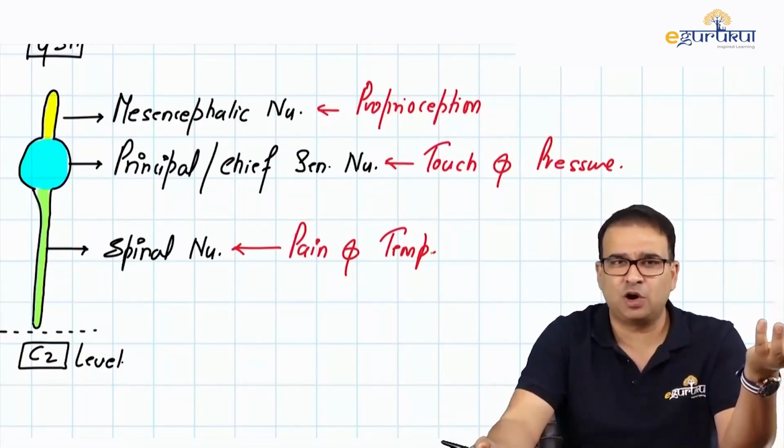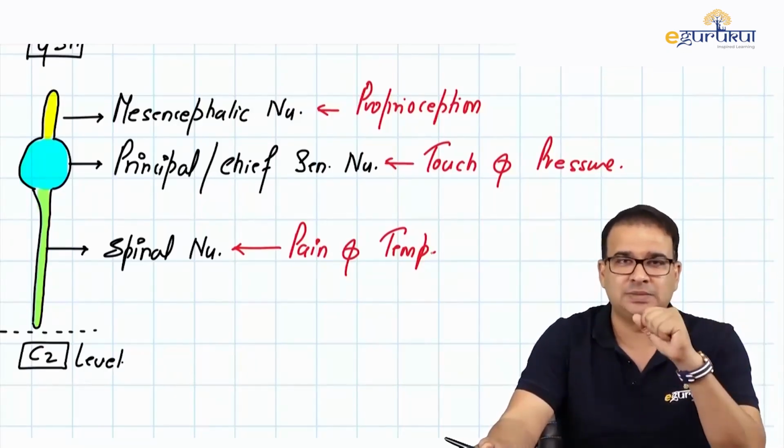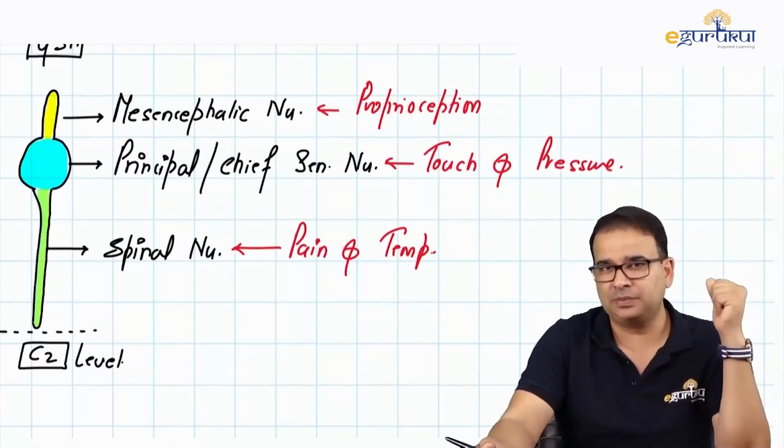Proprioception, touch and pressure, and pain and temperature. These are the general sensations we talk about, and they're all going into the trigeminal nuclei, but you have to remember which part of the trigeminal nuclei. Proprioception above, then touch and pressure, and then pain and temperature.